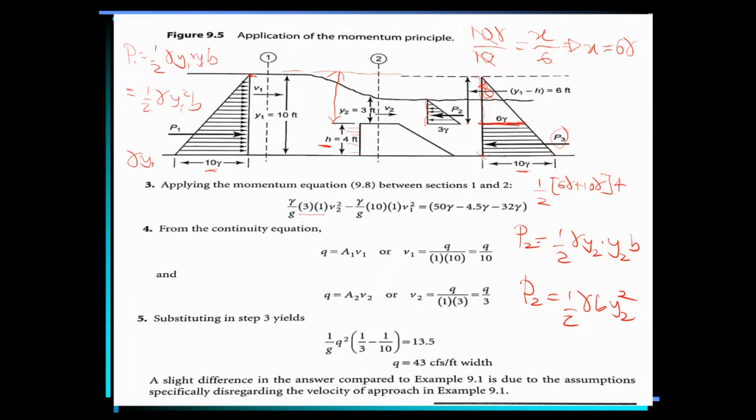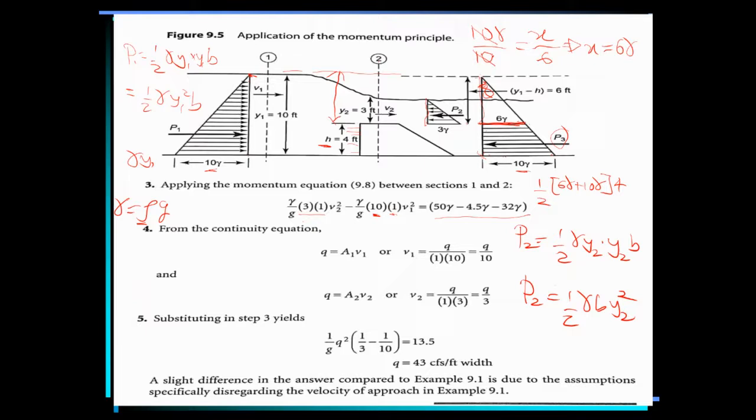This is gamma over g, because gamma is equal to rho g, so density is gamma over g. So this is rho, at point 2, v2 squared. At point 1, we have the depth to be 10, and the breadth to be 1. In both cases, we are considering unit breadth. So the change in momentum, that is the momentum at section 2 minus that of section 1, is equal to the algebraic sum of all the forces.